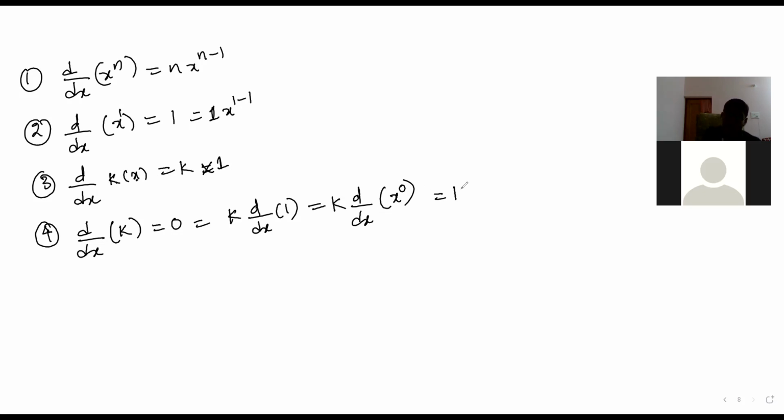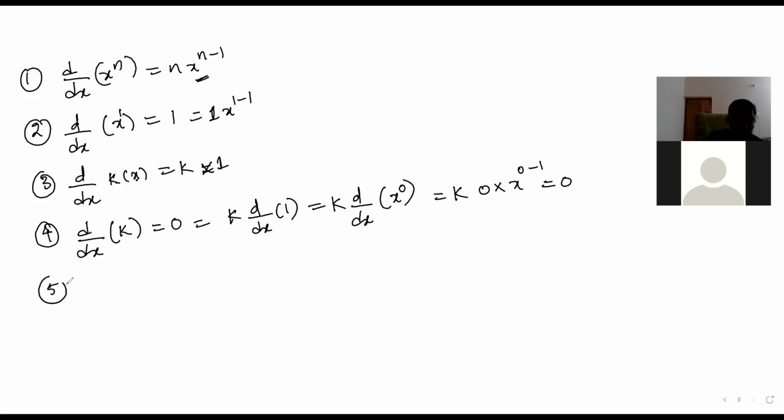Yeah, when x to the power of 0 comes, what will happen? d by dx of x to the power of 0 is 0 into x to the power of 0 minus 1. Like this you get, that is 0. That's why the derivative of a constant is 0. But this definition I am connecting to this only. With this only it will come.